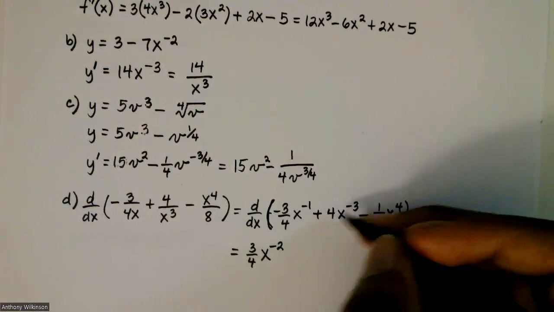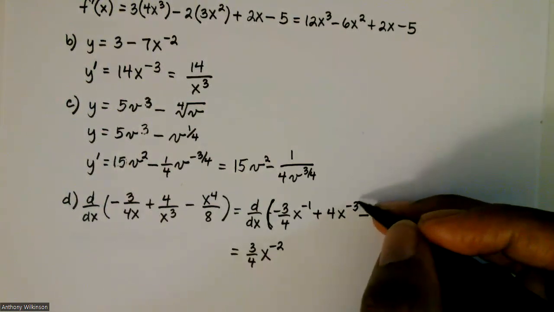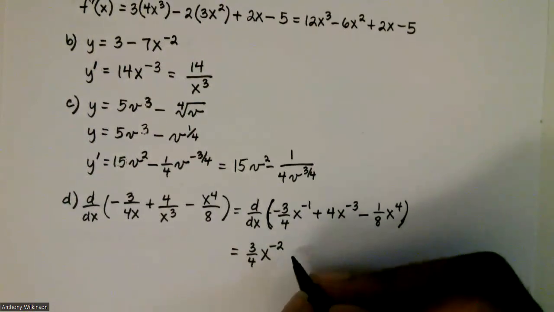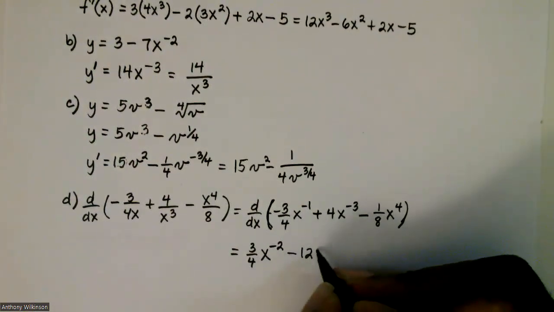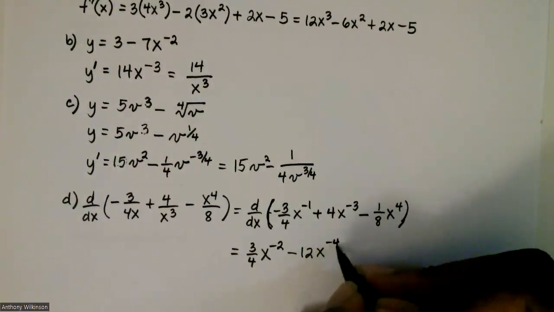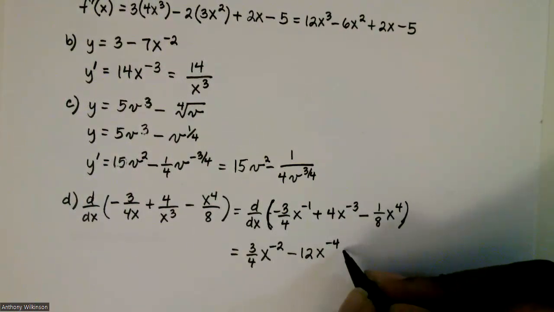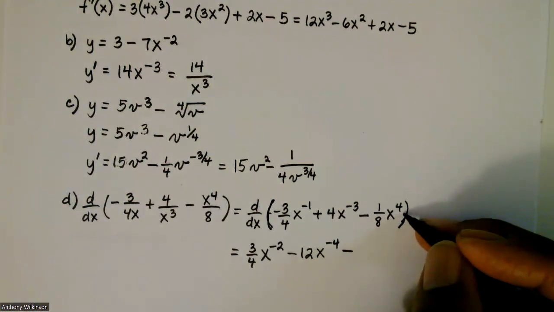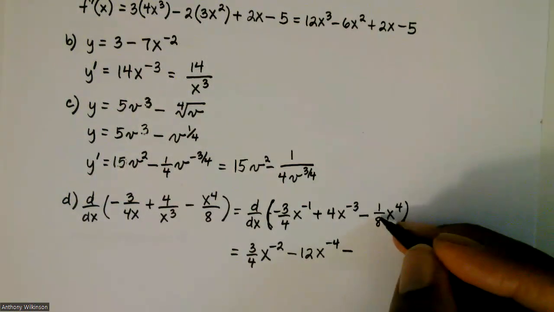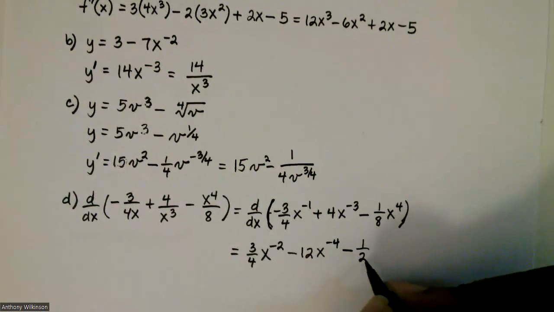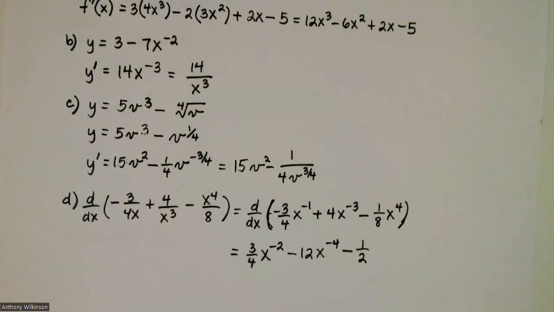And then for the 4x to the negative 3, if I do this negative 3 times the plus 4, that would be minus 12. Copy the x over to the negative 3 minus 1 would be negative 4. And then minus, for the 1/8 x to the 4th, if I take its derivative by bringing the 4 in front of the 1/8, multiply 4 times 1/8, you're going to get actually 4/8, but it'll reduce to 1/2.